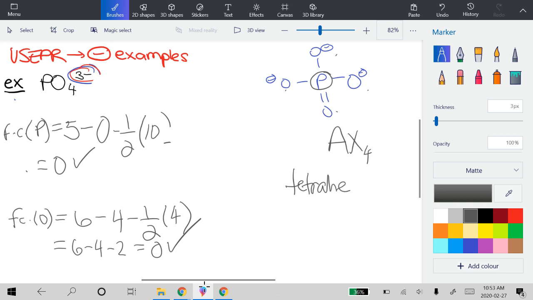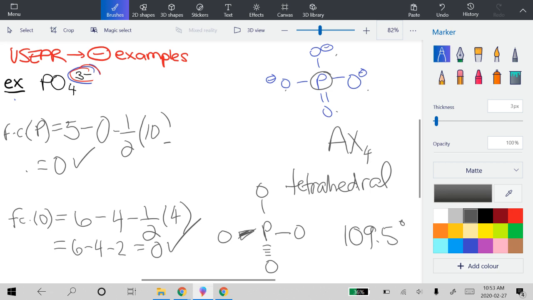That makes this tetrahedral. So in 3D, it should be O in the plane, O in the plane, O coming out at you, and O going back away from you, with the bond angles being 109.5. That's all you would need to know, just that right side of the screen here.